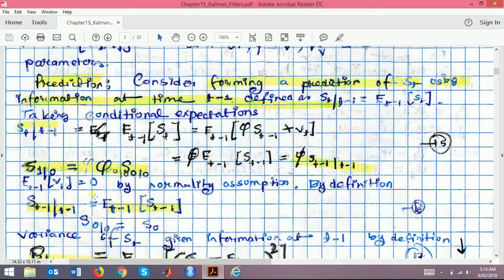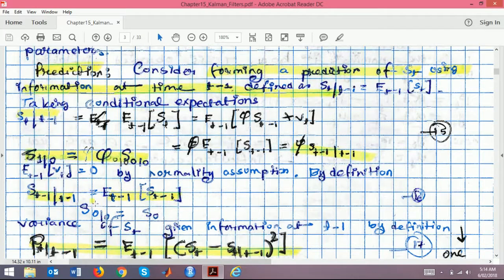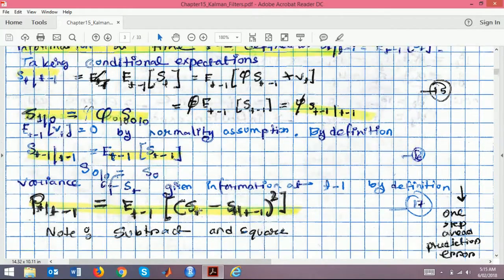That becomes phi s naught conditional upon information at 0, phi s naught 0. Now last period's expectation on the disturbance term, by normality assumption or by definition, is st minus 1 conditional upon t minus 1 equals last period's st minus 1. So s naught given information at last period equals s naught. So s1 is phi s naught, while s naught is simply s naught, as we know.